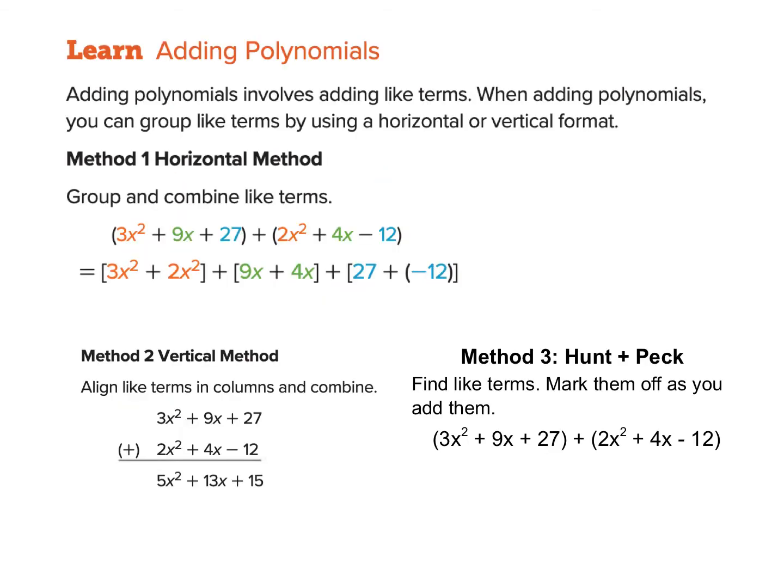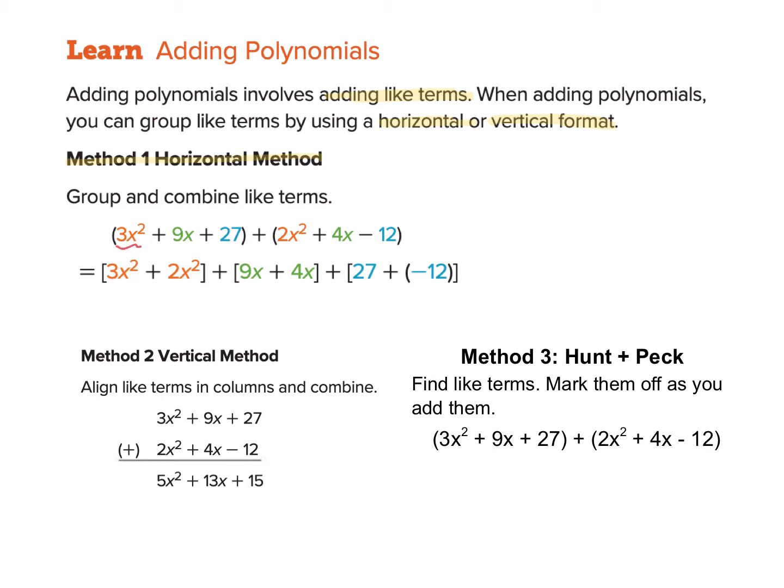All right, so today, again, we're going to be adding polynomials, which is basically just adding like terms. You can use either a horizontal or a vertical format or hunt and peck. Okay, so method 1, I'll just quickly go over these because you're going to get to choose which method you use. So method 1, basically they just do it horizontally.